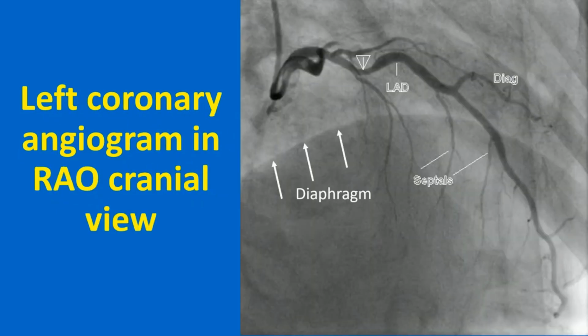Rightward angulation, RAO cranial, is useful in reducing the overlap of proximal LAD by the vertebral spine and the catheter. It may be noted that in both cranial views, the diaphragmatic shadow goes high up into the field.